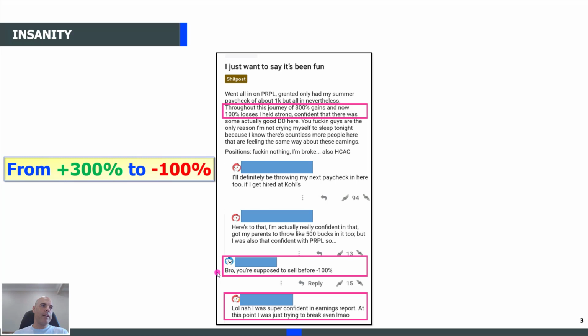And then somebody finally has a little logic and says, bro, you're supposed to sell before minus 100%. Nah. I was super confident in the earnings report. At this point, I was just trying to break even. Guys, this isn't trading. This is pure gambling. This is basically what I'm getting at.